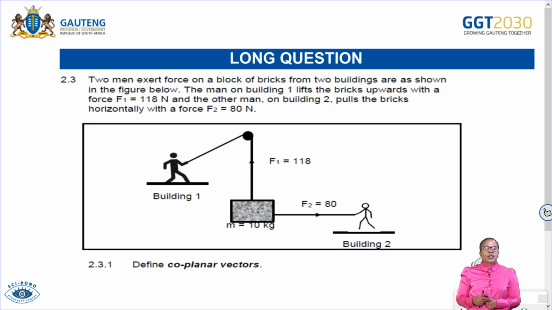Moving right along, let's look at your 2.3 now. We are talking about two men who are exerting a force on a block of bricks from two buildings.